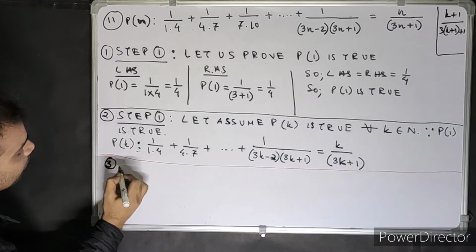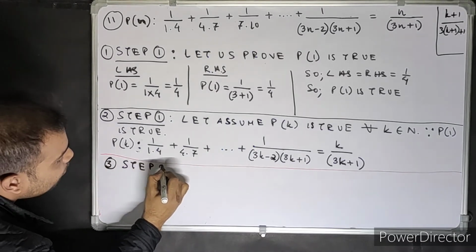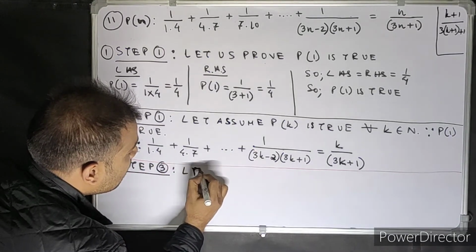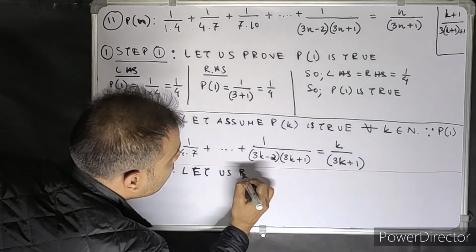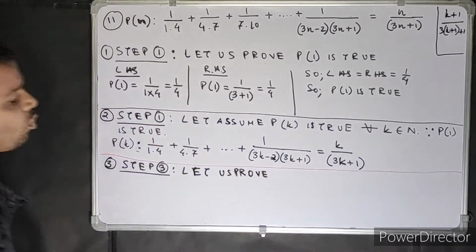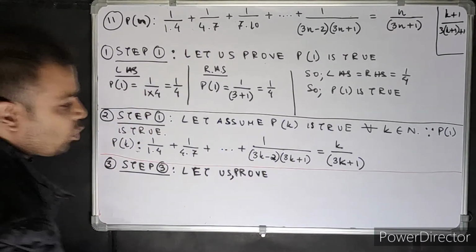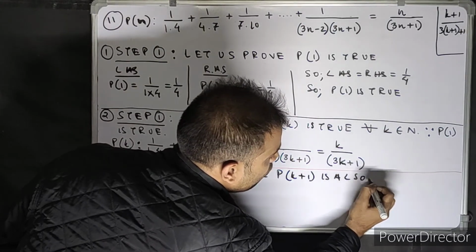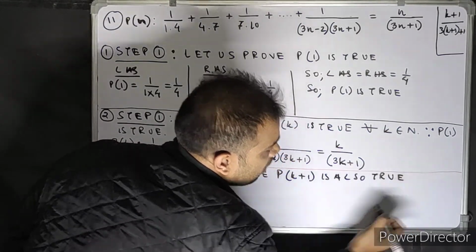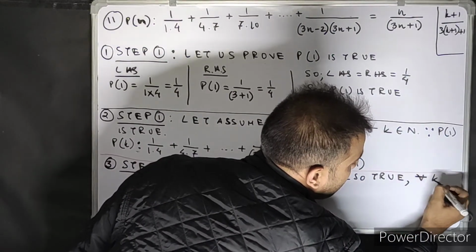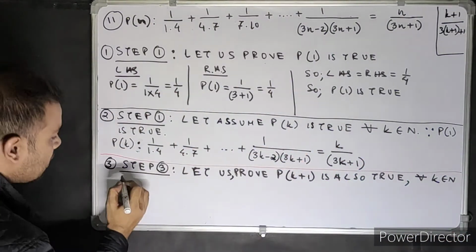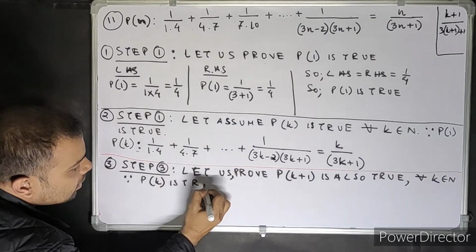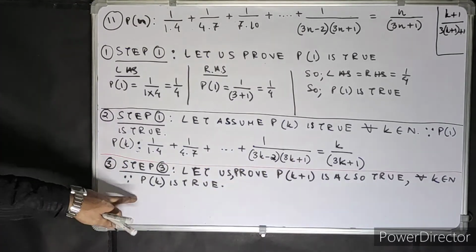So the third step is step 3 for you. Step 3. In step 3, let us prove P of k plus 1 is also true, for all k belonging to natural numbers, since P of k is true. Since P of k is true. Don't forget to write this, please.